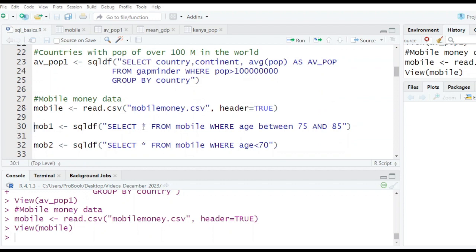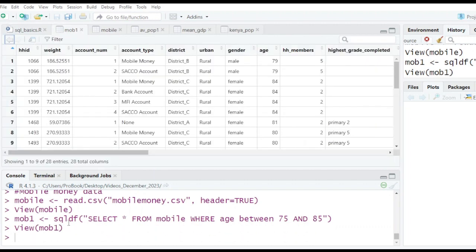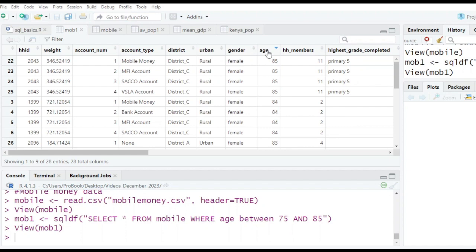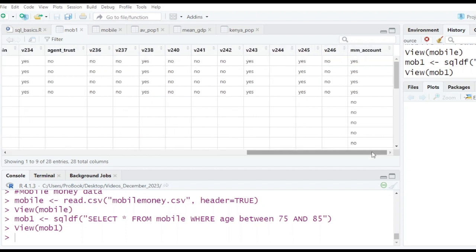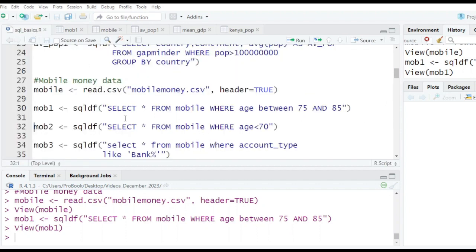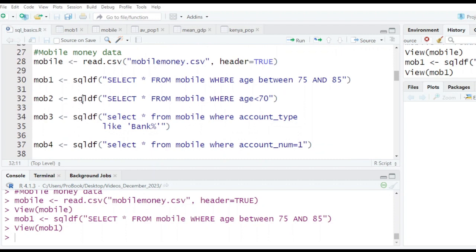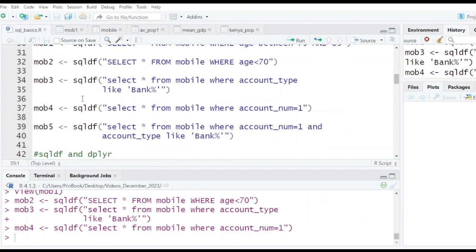One of them is I want to select all from mobile where age is between 75 and 85. So let's see what it selects for us. Mob 1 is 75 to 85. So the lowest is 75, the highest is 85. So it selects everything, but it limits to a certain age group. That's what it does. And here you want to select everything where the age is less than 70. And then the third one, so let's have the second one, the third one, fourth one, and the fifth one.